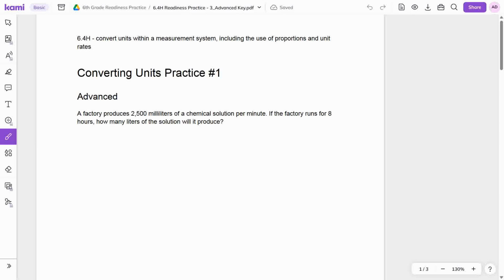Today we are looking at the 6th grade concept of converting units. This is 6.4H Readiness Practice, the advanced version.